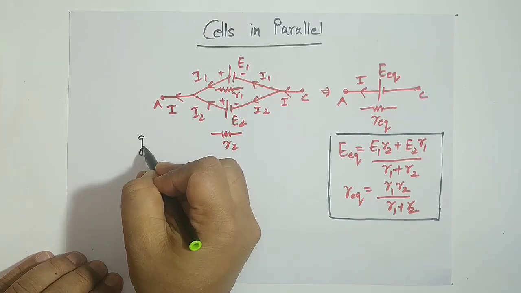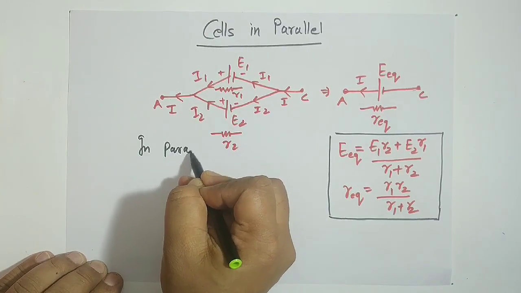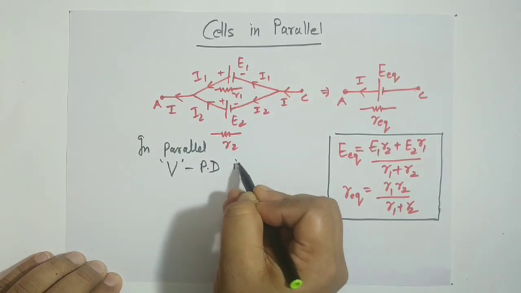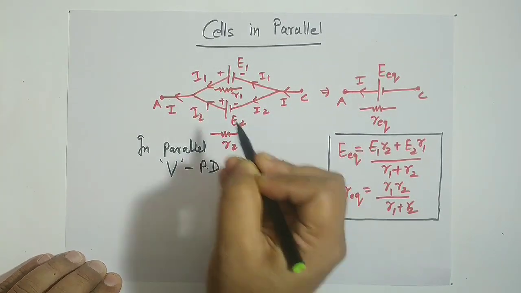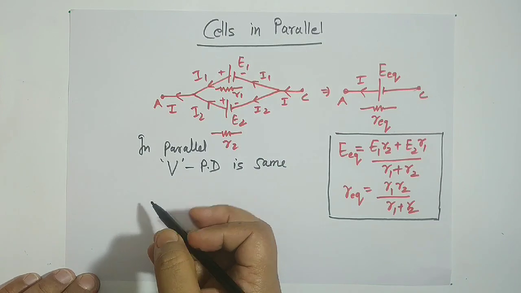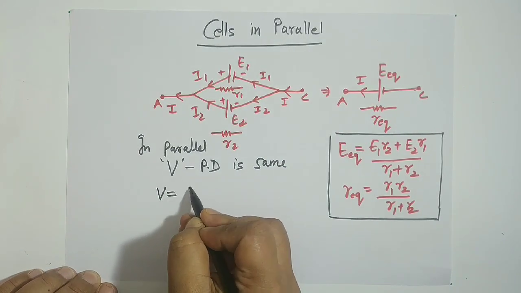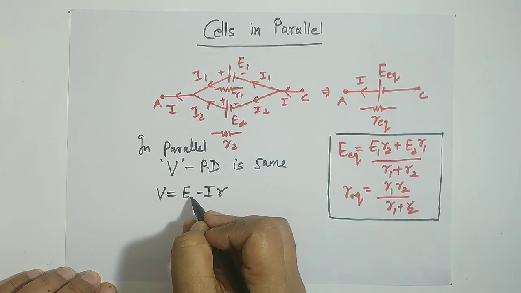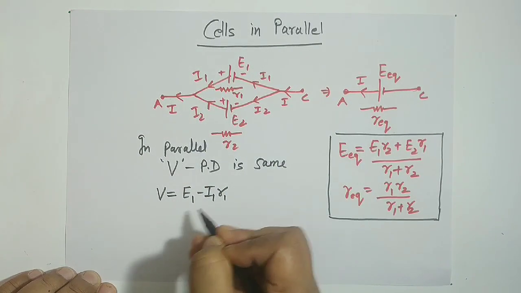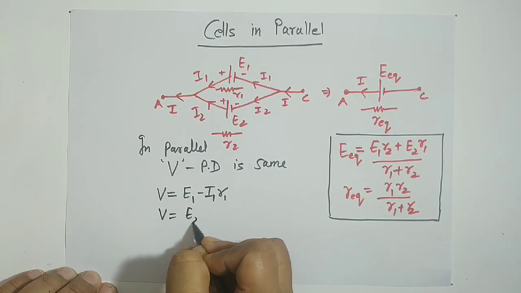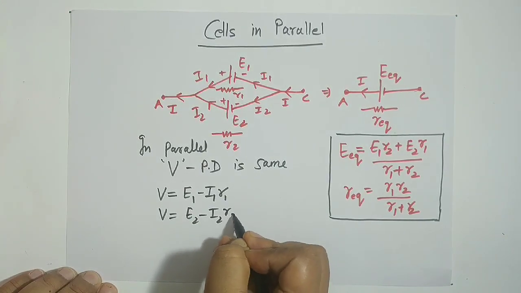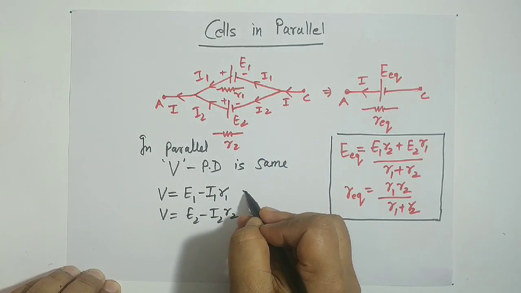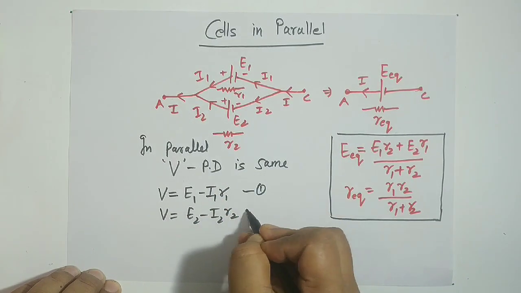Do you know what is the same in parallel? V is the same. The potential difference is the same in both the cells. All of you know that V is E minus IR. So I can write V equal to E1 minus I1 R1, and V equal to E2 minus I2 R2. These are the voltages in both the cells, this for the first cell and this for the second cell.